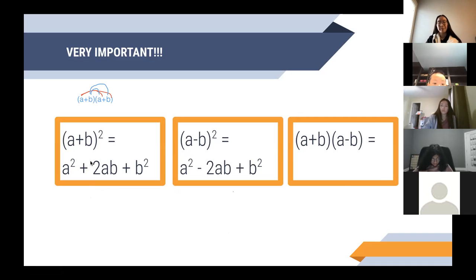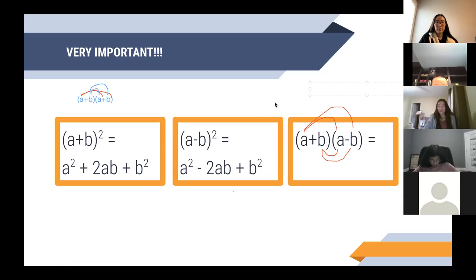Anyone have it yet? Remember, you would have to do A times A, A times negative B, B times A, and then B times negative B. Fun fact, this is my favorite one out of these. Not really helpful, but it just is.